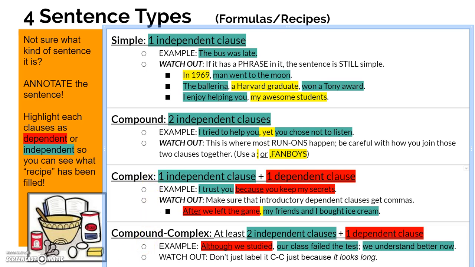And finally, a compound complex sentence is the long, more complicated one, and it, as the name implies, has the same ingredients as compound and complex put together. It's like a little Venn diagram. Because in compound complex, I have at least 2 independent clauses and at least 1 dependent clause as well.